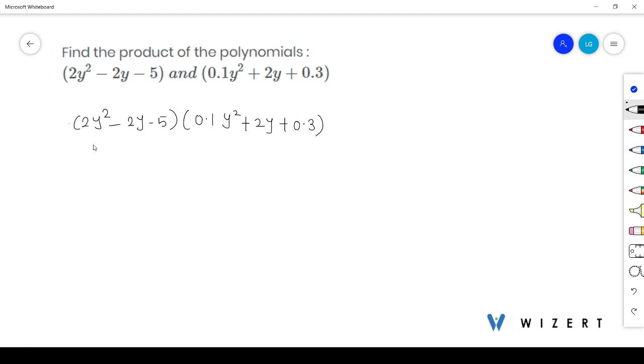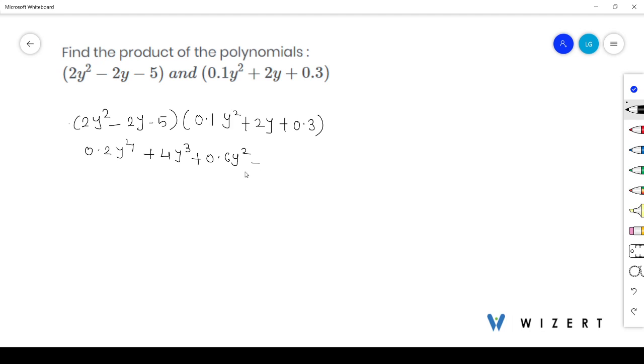Now firstly multiply the second bracket into 2y square. So 2y square into 0.1y square will be 0.2y to the power 4. Then 2 into 2 is 4y cube, plus 0.3 into 2 means 0.6, that y square as it is.